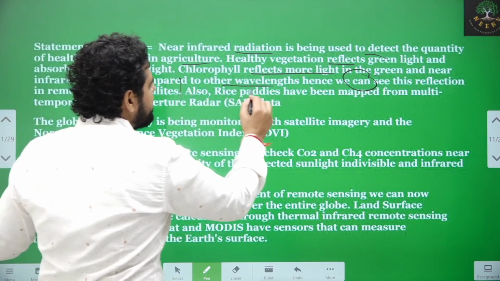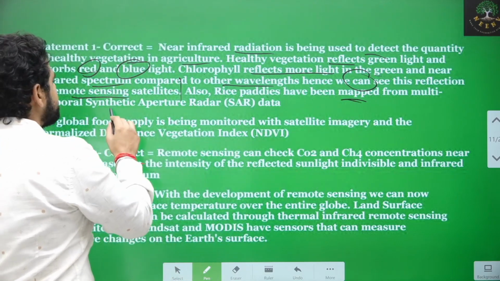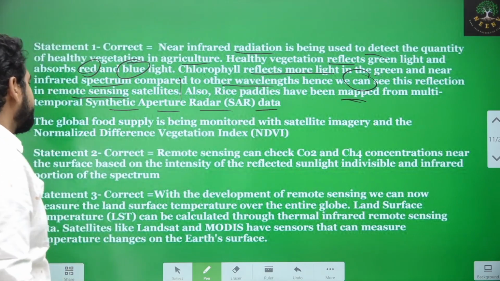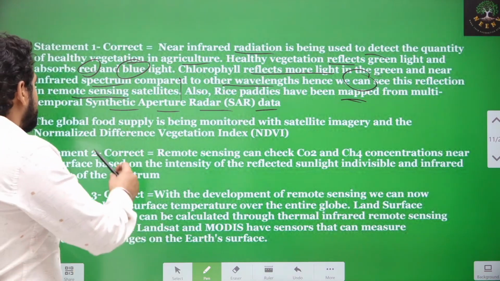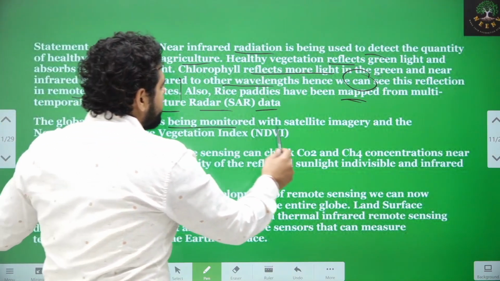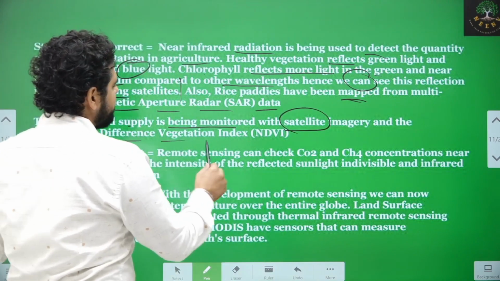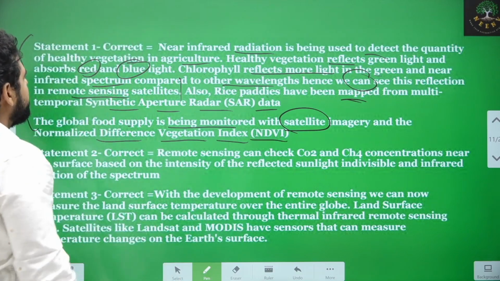Also, rice paddies have been mapped from multi-temporal synthetic aperture radar data, right? So even rice paddies have been mapped from the satellites. The global food supply is being monitored with satellite imagery and the normalized difference vegetation index. This is the part of statement 1.